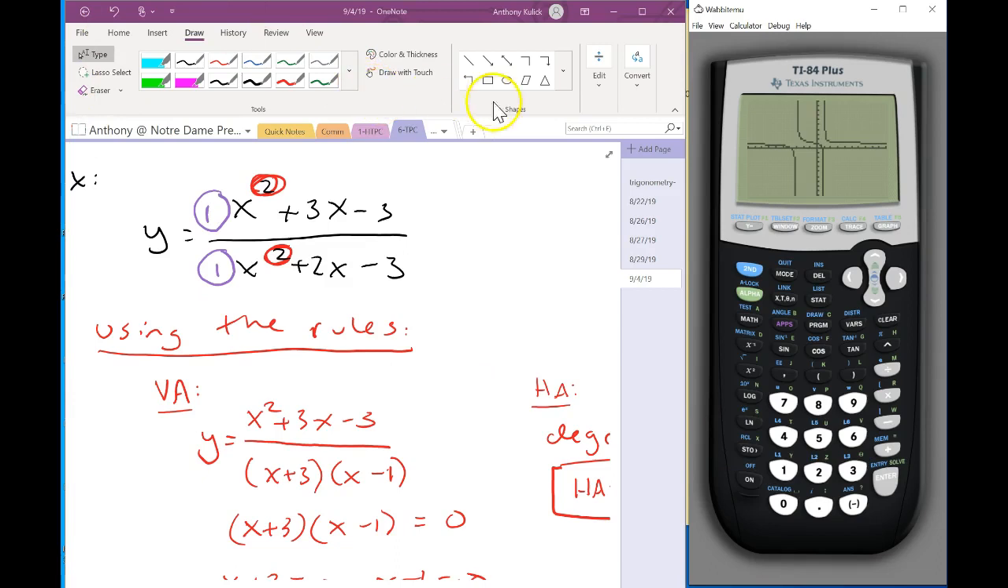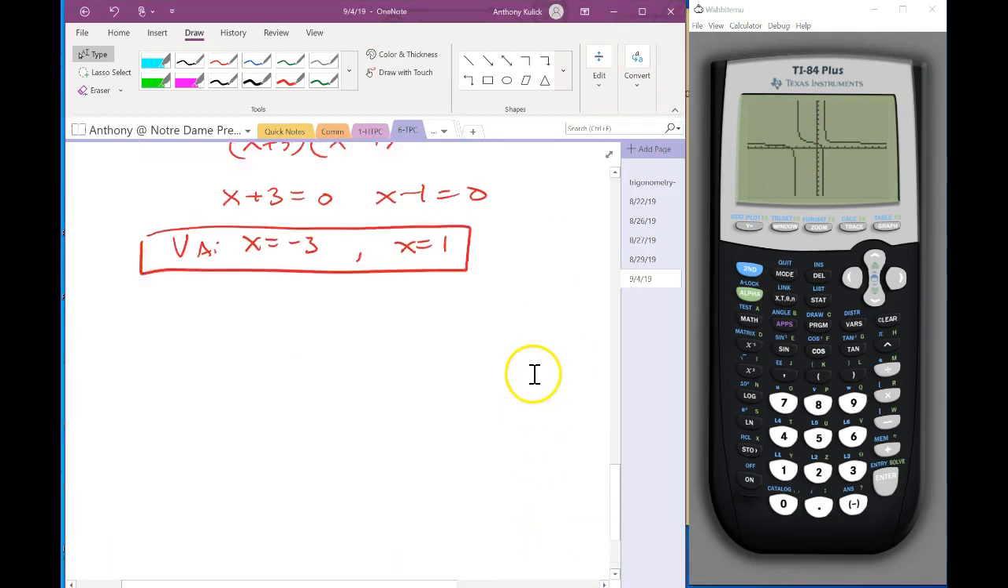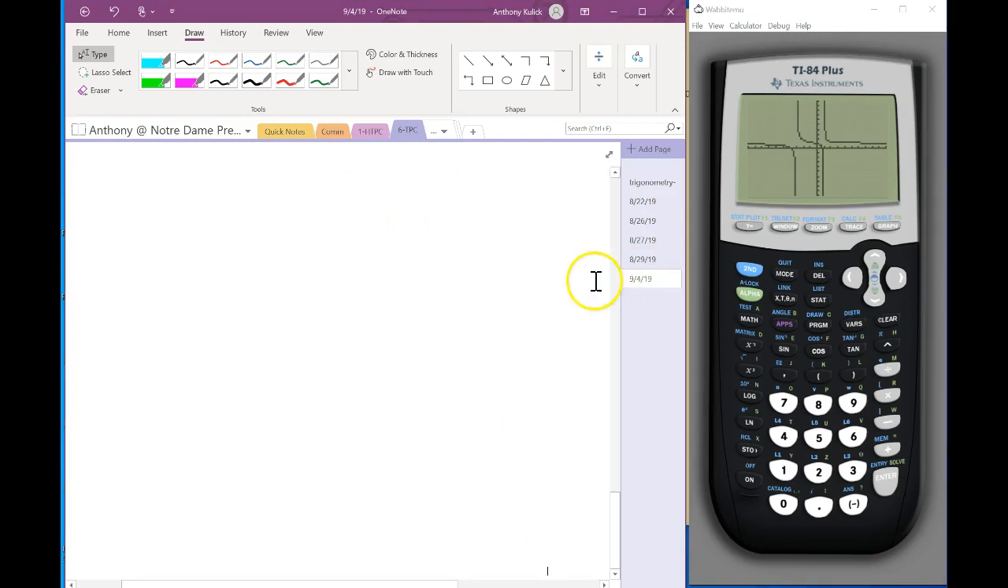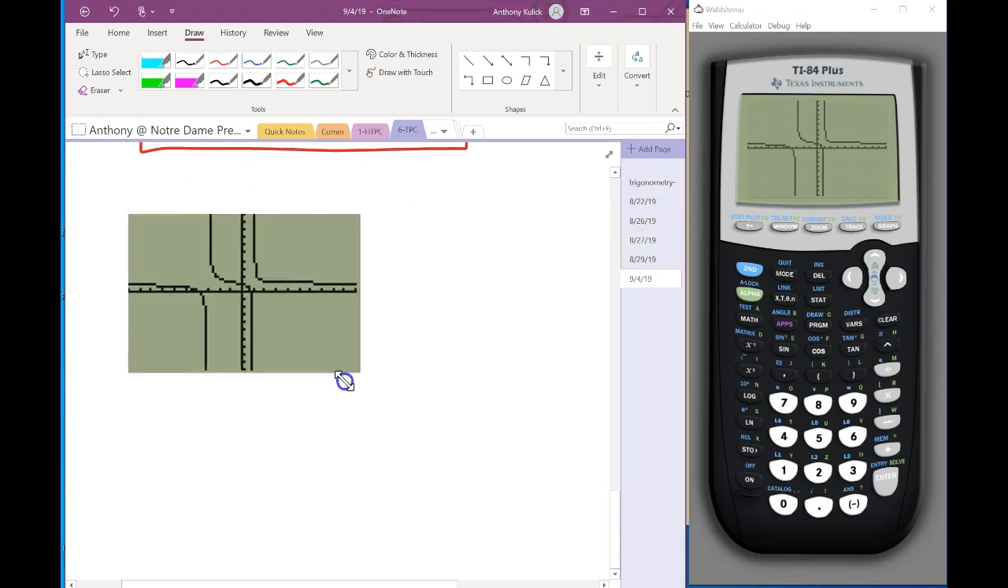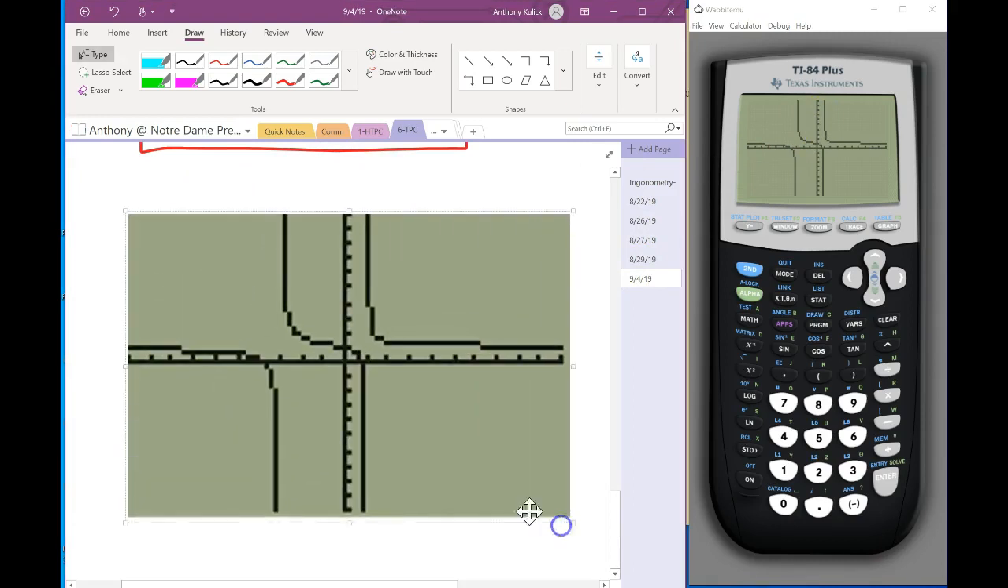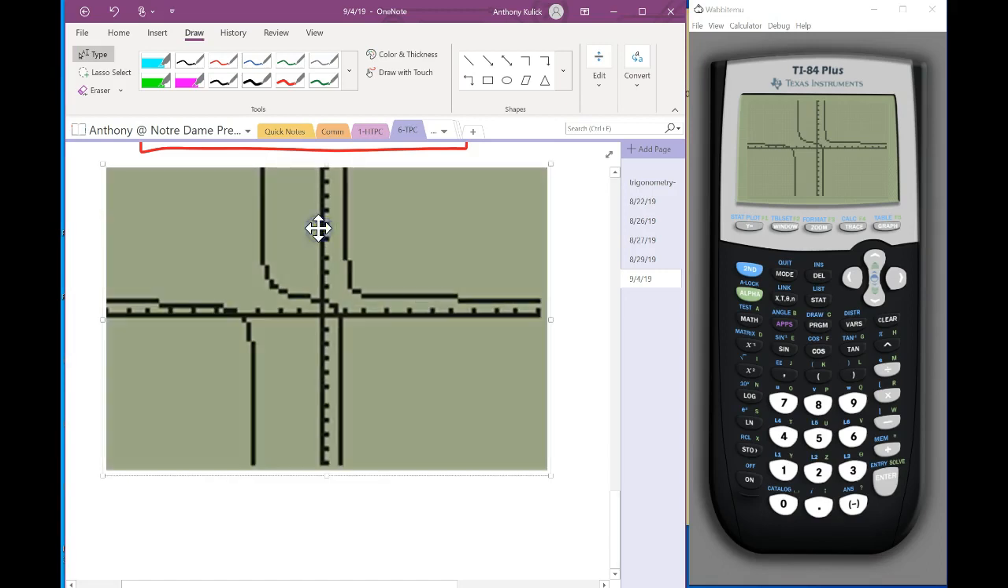So if I go and look, let's actually do this. It's a little bit easier to see now, huh? How fancy was that, guys? Pretty cool.